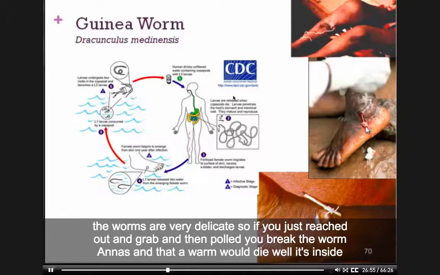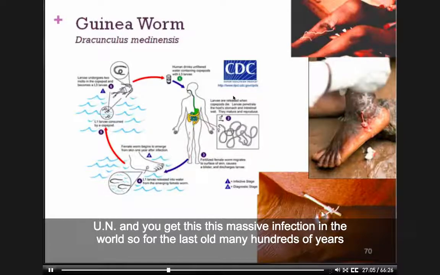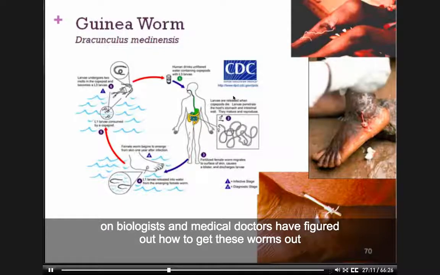The worms are very delicate, so if you just reach down and grab it and pulled, you'd break the worm in half, and then the worm would die while it's inside you, and then you get this massive infection in the wound. So for the last many hundreds of years, biologists and medical doctors have figured out how to get these worms out.